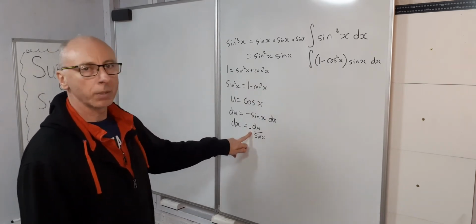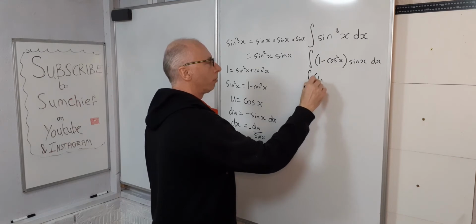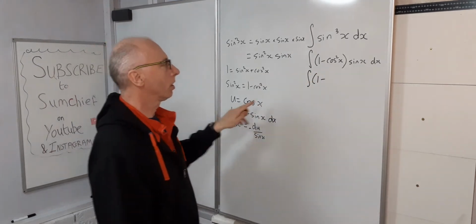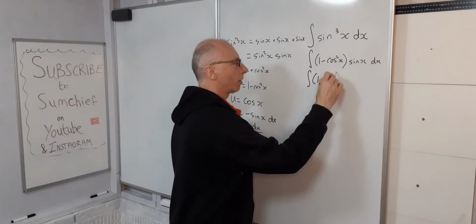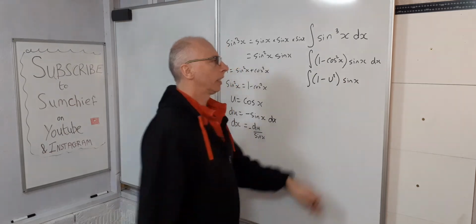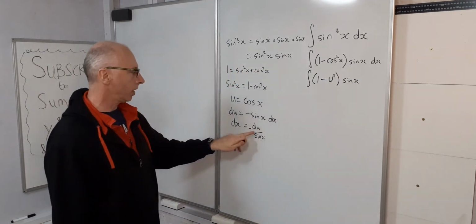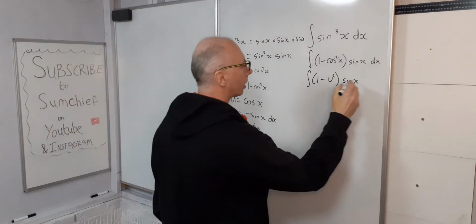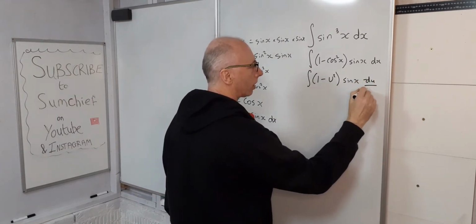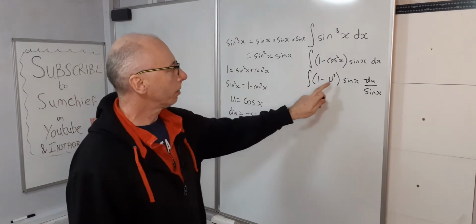Okay, let's go into the u world. So we got 1 minus cosine, that is u. So cosine squared is u squared. And just leave the sine of x for now. Now we need to substitute dx. We know dx is negative du over sine x. So let's just put this here for now. Okay, now we're looking good.